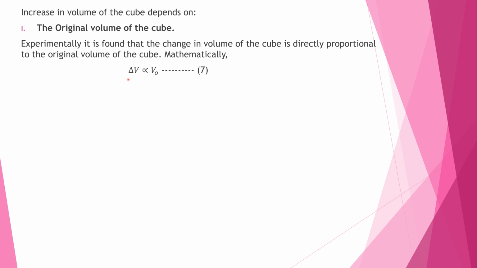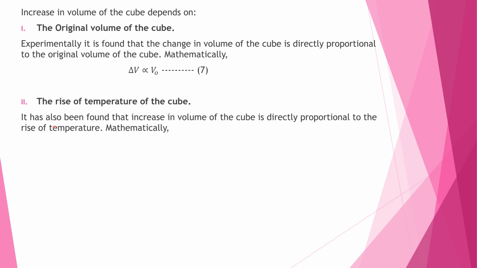Mathematically we can say that delta V is proportional to V naught. I mark it as equation number 7. It is also found that the increase in volume of a cube depends on the rise of temperature of the cube. So it has been found that the increase in volume of a cube is directly proportional to the rise of temperature. Mathematically, delta V is proportional to delta T. I mark it as equation number 8.